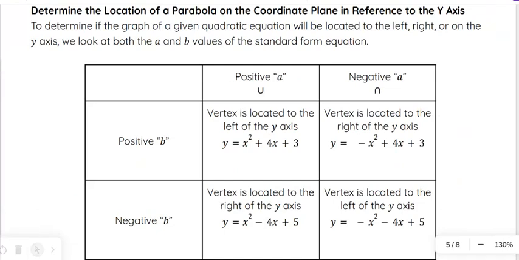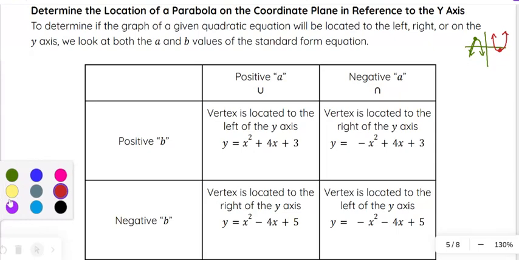So now we're going to determine the location of a parabola on the coordinate plane in reference to the y-axis. So we're going to look at an equation and know, will the vertex be over here on the left side, and either it opens up or opens down, but to the left of the y-axis? Will it be to the right of the y-axis? So again, it could open up, it could open down, but the vertex being on the right side of the y-axis. Or is it going to end up on the y-axis and again, open up or open down, but actually have the vertex on the y-axis?